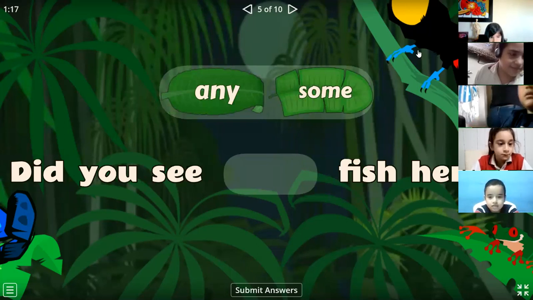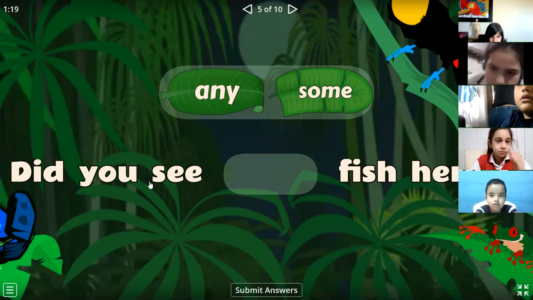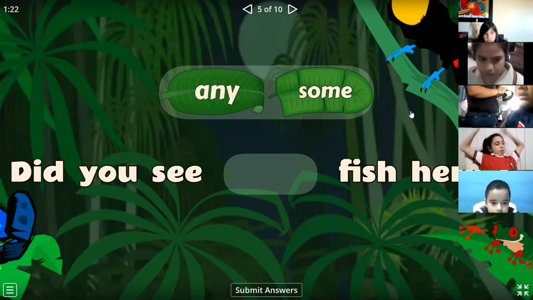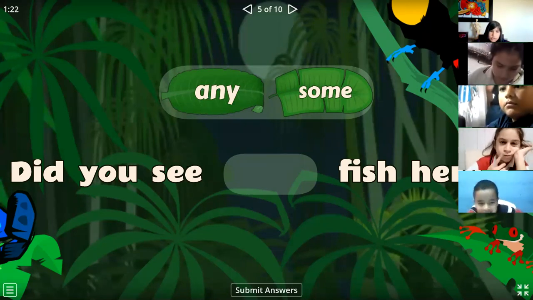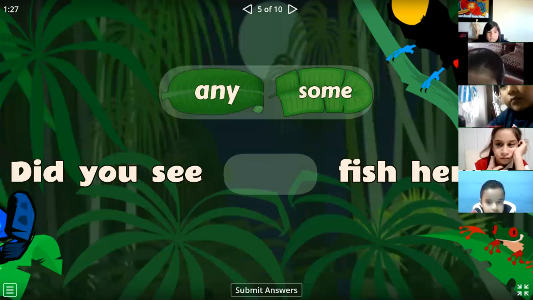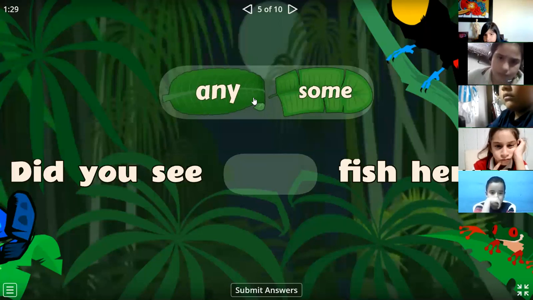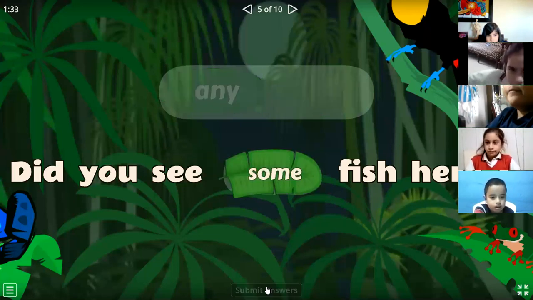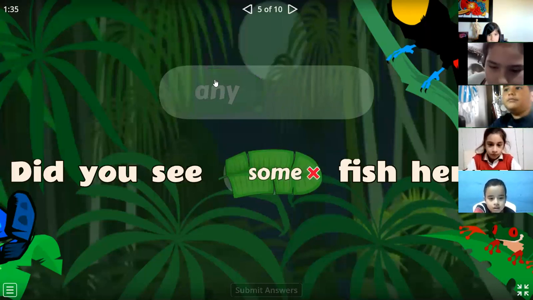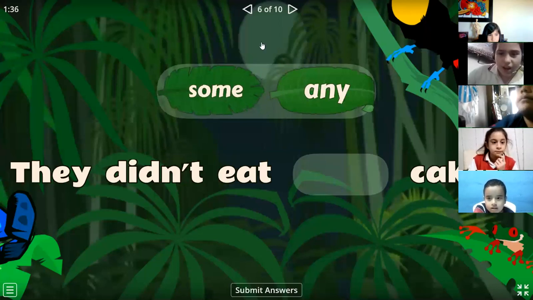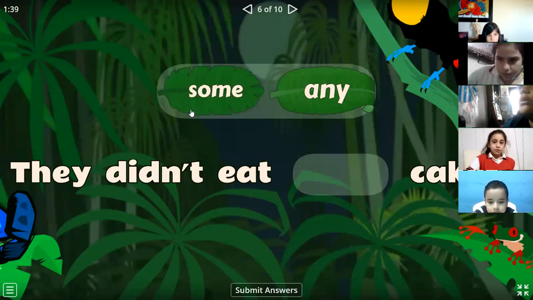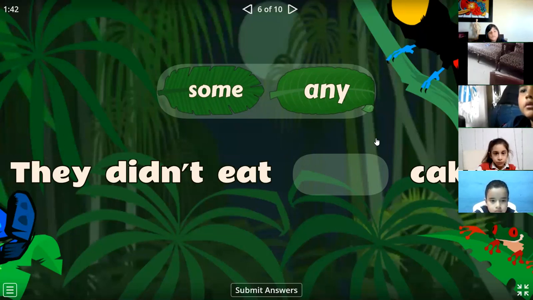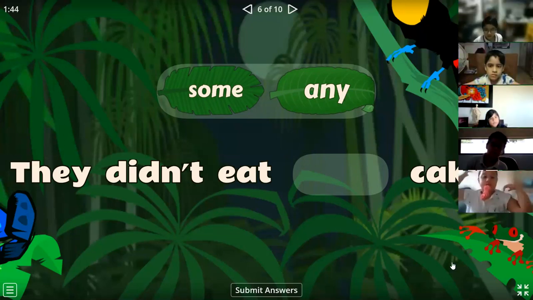Okay, did you see? This is for Wilson. Did you see any fish? Fish here. What is the answer? Estamos repasando este grammar. Yes, we are revising this grammar. Did you see some or any? Some. Did you see some fish? You say some. Are you sure? Yes. Remember that we use any for questions. Recordemos que el any es para, en la mayoría de casos, para preguntas. Solo en el caso de que tengamos que pedir algo o darle algo a alguien, por ejemplo, algo de comer, en ese caso utilizamos some. Solo hay una pequeña excepción, pero en la mayoría de casos el any es para preguntas.